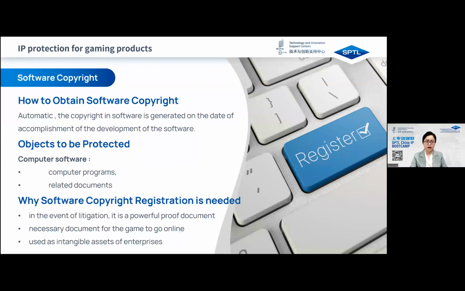And the second reason is that before the game goes online or before the game gets published to the public, the platforms or the channels often require corresponding software copyright certificates to avoid potential infringement risks. And the third reason is that, like trademarks and patents, software copyrights are also assets of companies, which might be useful from the business view.